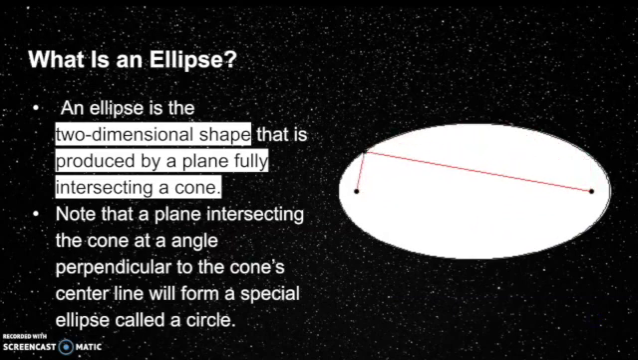Most of you have had geometry, so let's talk about what an ellipse is before we continue. An ellipse is a two-dimensional shape that's produced by a plane fully intersecting a cone. Note that a plane intersecting the cone at an angle perpendicular to the cone center line will form a special ellipse called a circle.